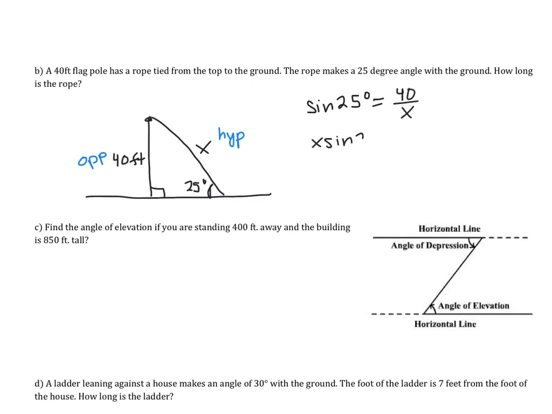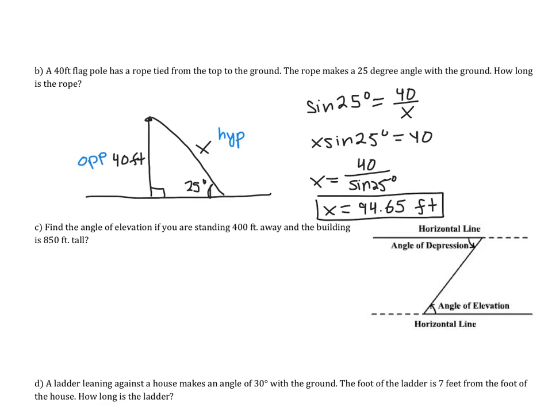So multiply by x. And then we're going to divide both sides by the sine of 25 degrees. So here we can get a decimal approximation again from our calculator. So 40 divided by sine of 25. That gives us approximately 94.65. And then make sure we check our units, which is in feet. And there you go.